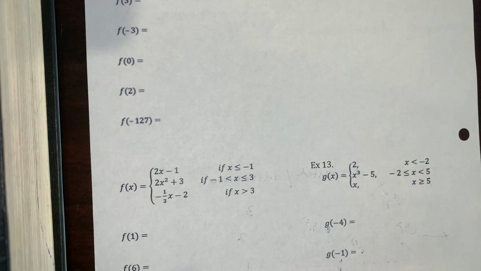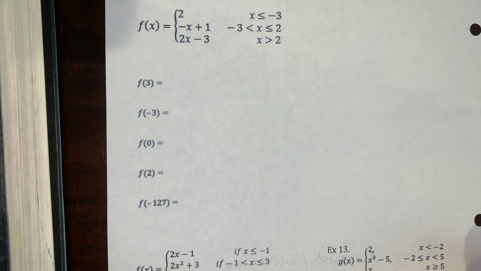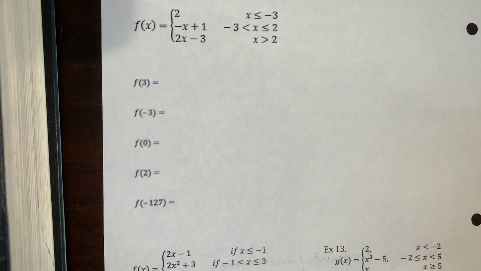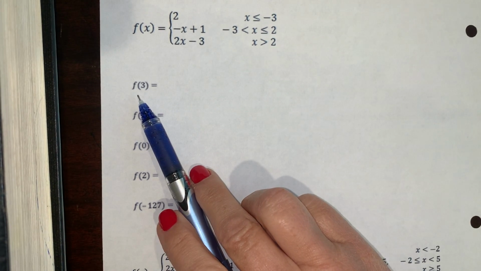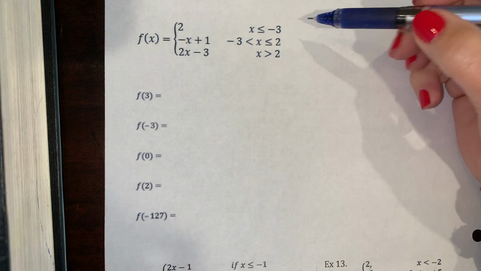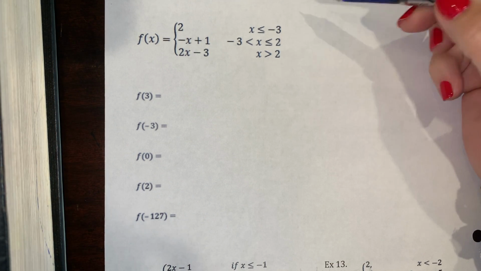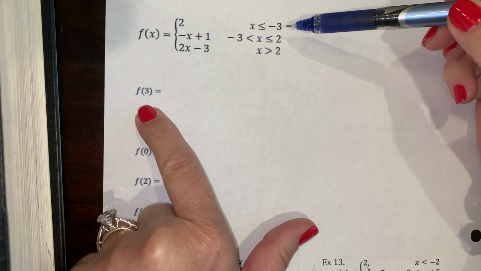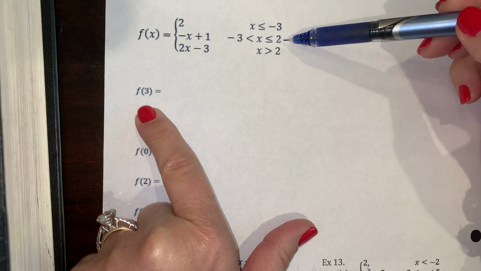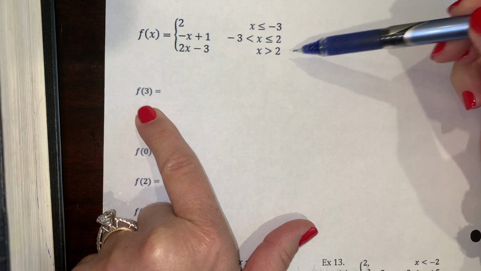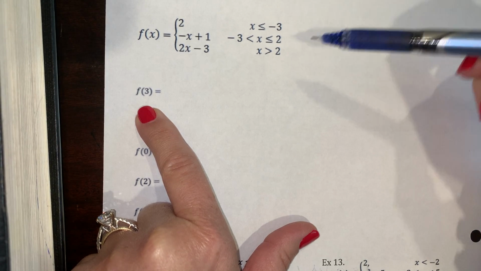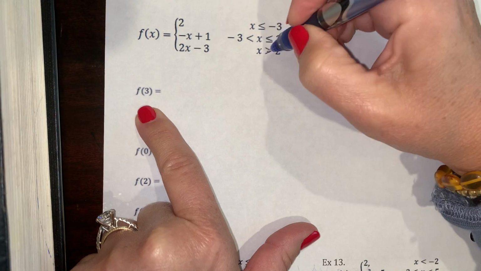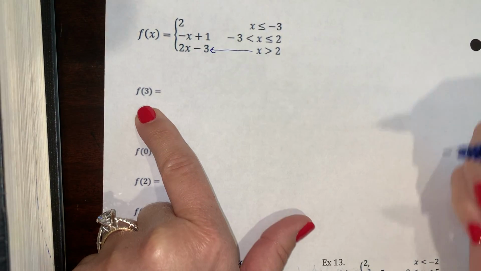Okay, so let's look at page 2. This one is not a graph, it's equations, so you'll just have to know the correct one to plug it into. This one says f of 3. Our three choices are x is less than or equal to negative 3. Well, that's not true for that. Between negative 3 and positive 2, so that's not it, or x is greater than 2. So this means I'm going to choose that equation.